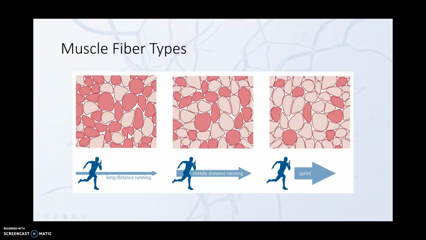So let's move on to the next muscle fiber type, which is type 2A, which is going to be in the middle for the most part.